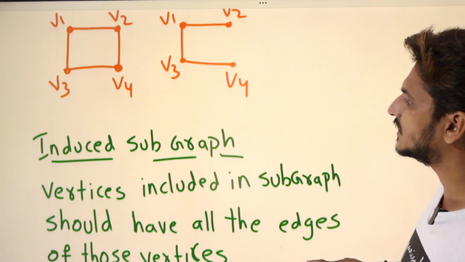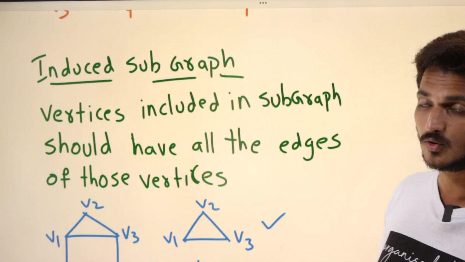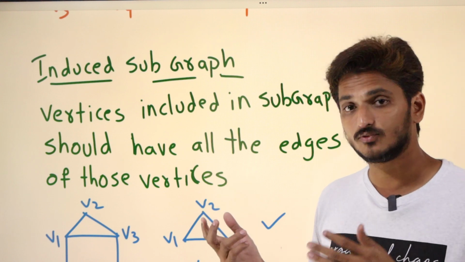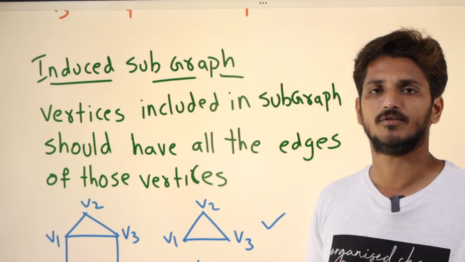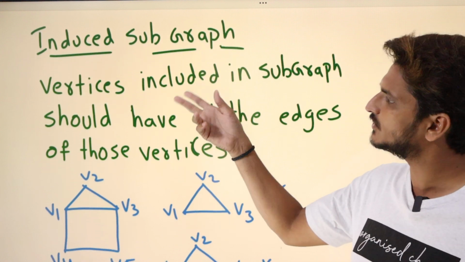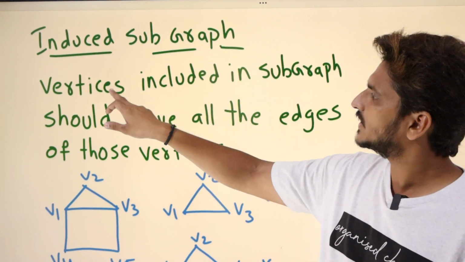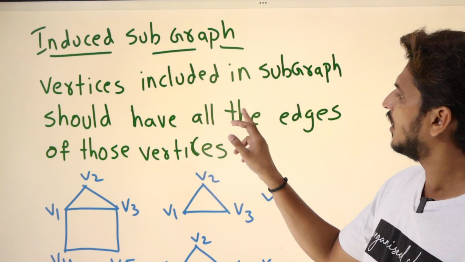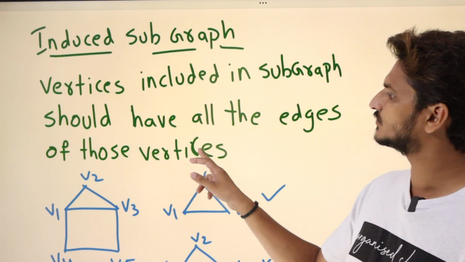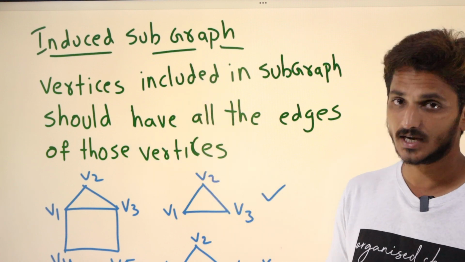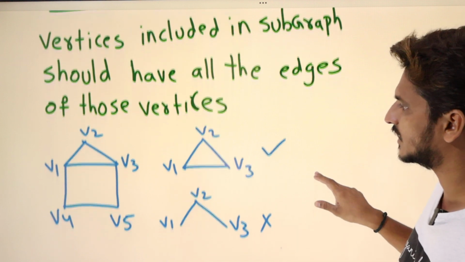Similarly, the next one is the induced subgraph. We call this a vertex induced subgraph. The definition is: the vertices included in the subgraph should have all the edges of those vertices. Anyhow, with this definition alone, you are not going to understand. With an example, we are going to understand.